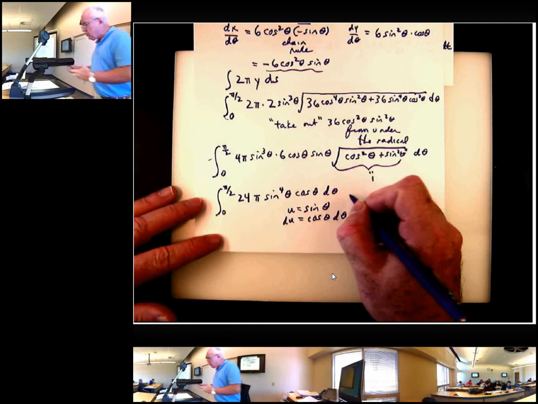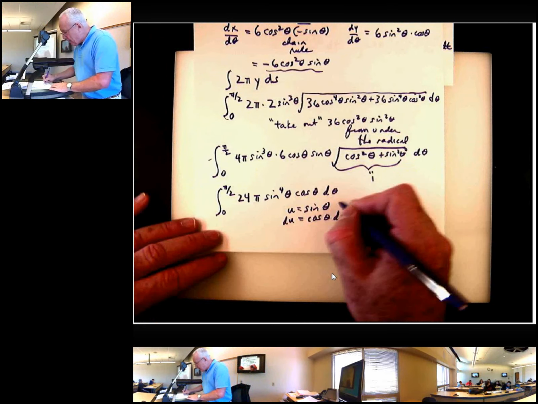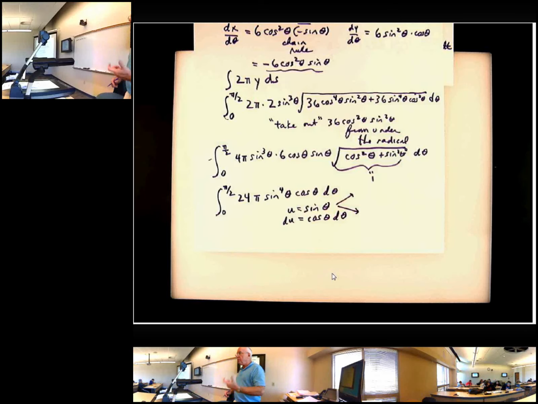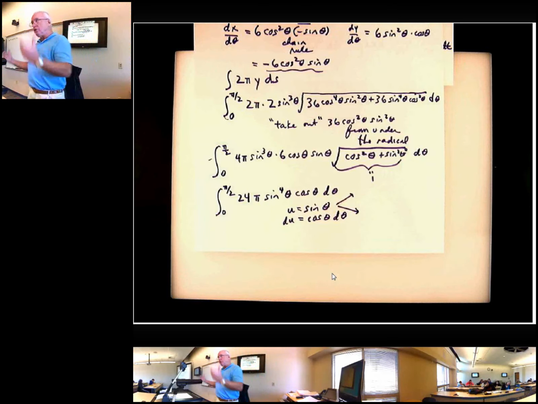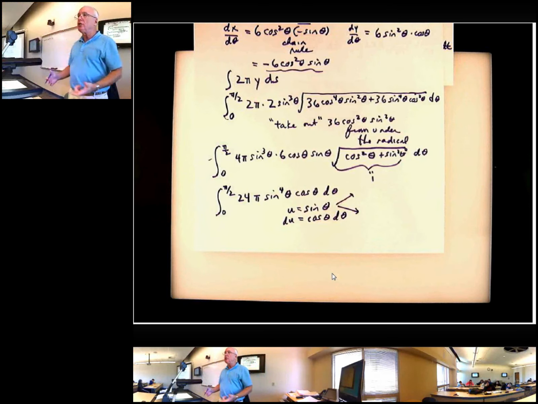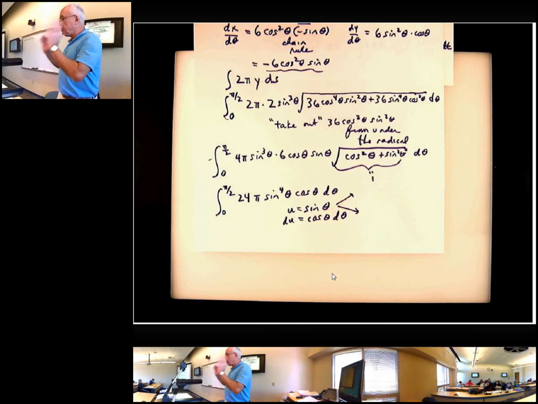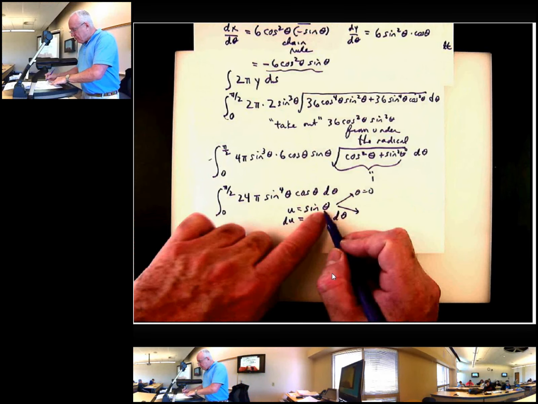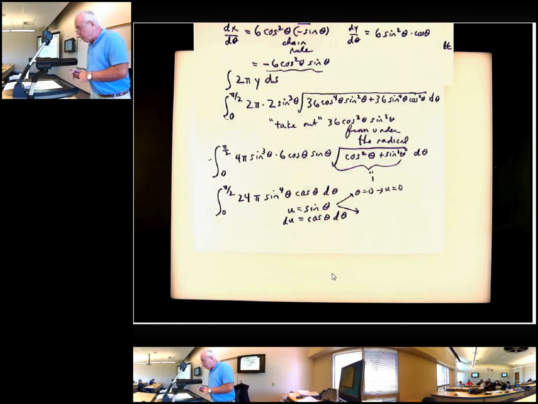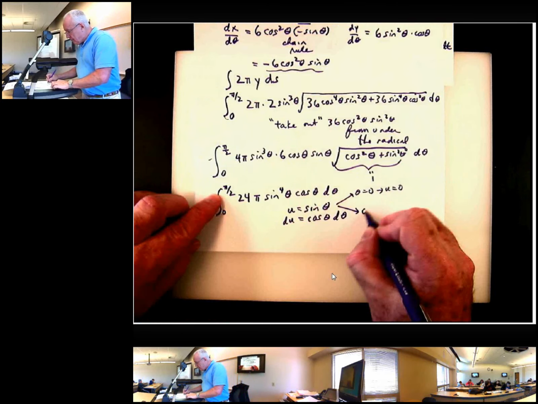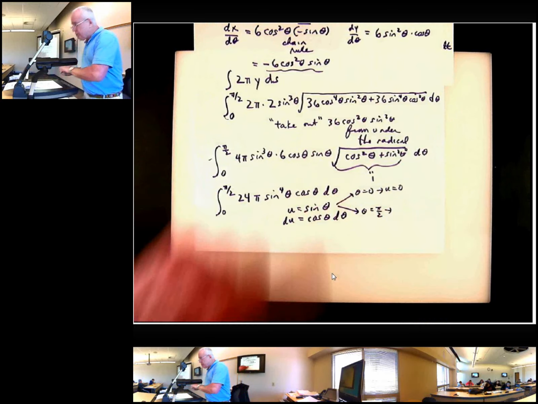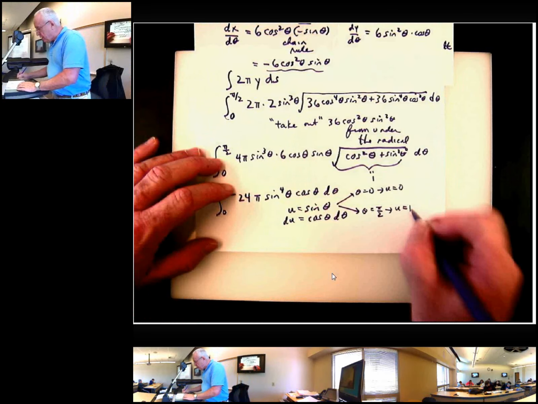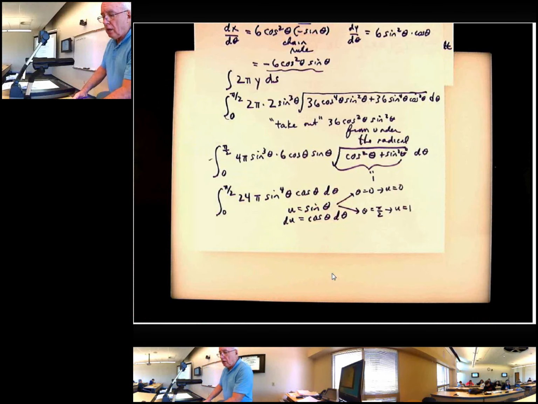And now I also want to, while I'm at it, change the limits of integration. Now, if you don't change the limits of integration, you need to get everything back in terms of theta in your antiderivative. I think it's easier to change the limits of integration and be done with it. So when theta is equal to 0, well, the sine of 0 is just 0. So u is equal to 0. Now when theta is equal to pi over 2, u is the sine of pi over 2, so u is equal to 1. All right. So our limits of integration then are going to be from 0 to 1.